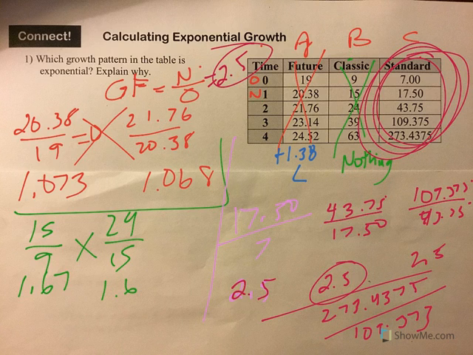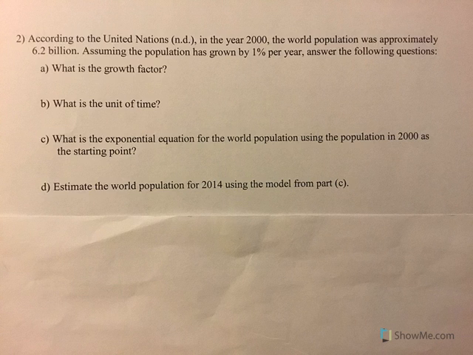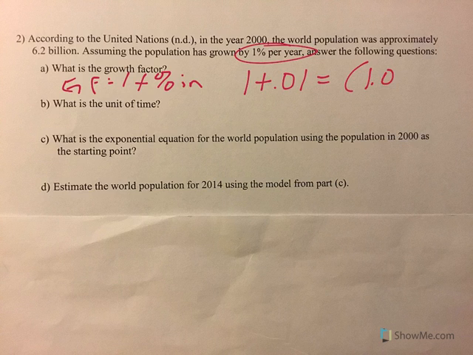And to be exponential, you've got to have a common growth factor. Let's do something a little easier. According to the UN, in the year 2000, the world population was approximately 6.2 billion people. Assuming the population has grown by 1% a year, answer the following questions. What is the growth factor? We know that the growth factor is 1 plus the percent increase, and the percent increase is 1%. So 1 plus 0.01 gives me a growth factor of 1.01.